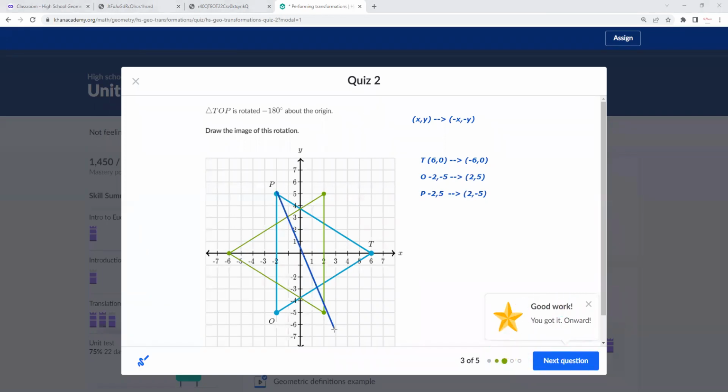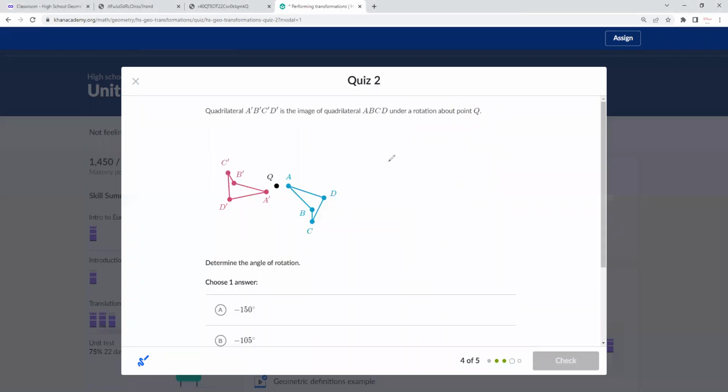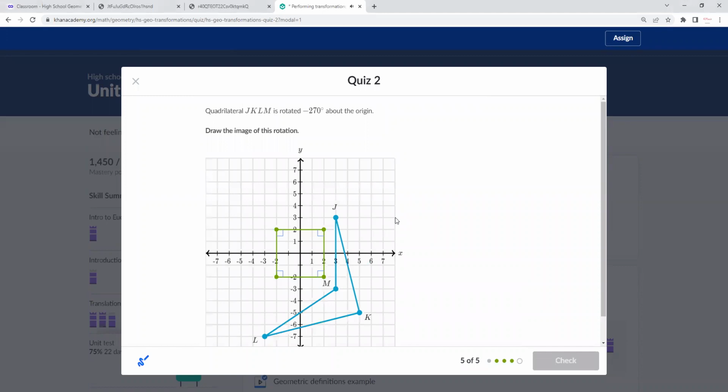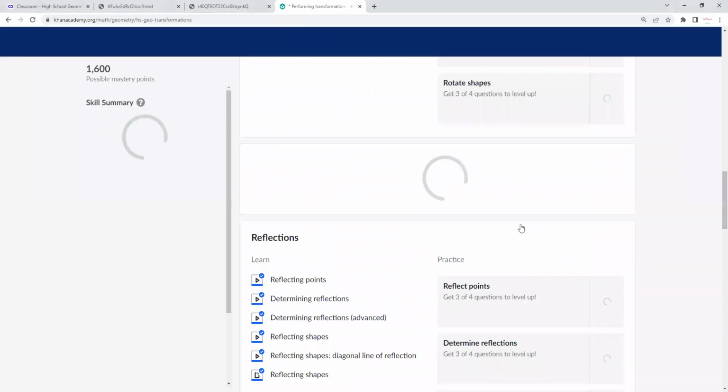You can tell from point to point: 180, 180, 180, right? It makes a straight line from point to point. So just apply these rules. Look at the coordinates and apply the rule. That's how you can do rotations easier. For this one, point Q is here. From A to A prime, that would be clockwise, almost a straight line. So clockwise is negative, about negative 150. Then you do the same thing for this, just use the cheat sheet.